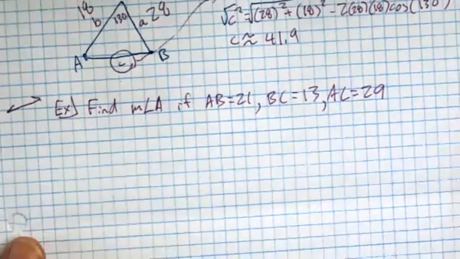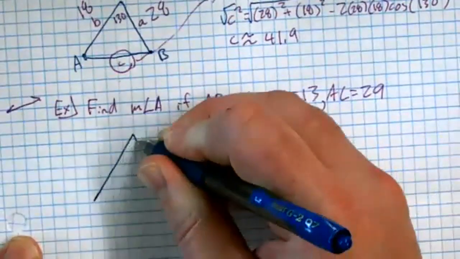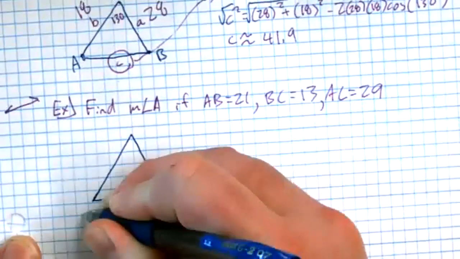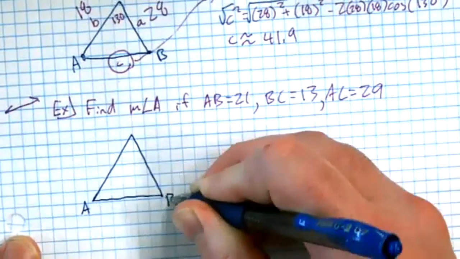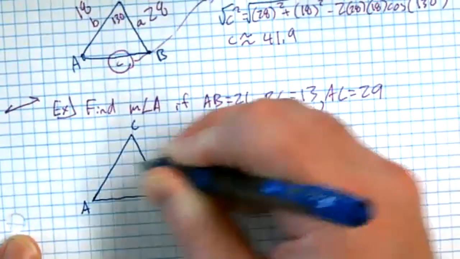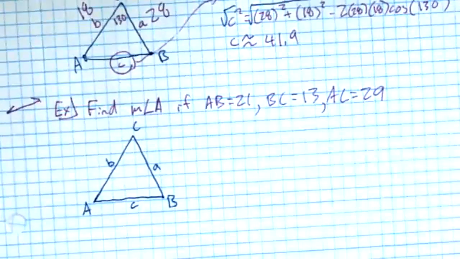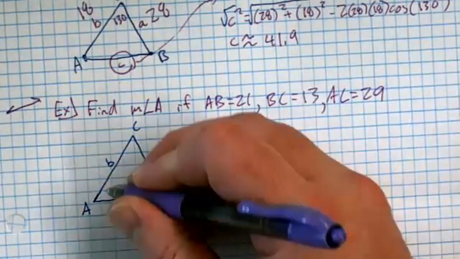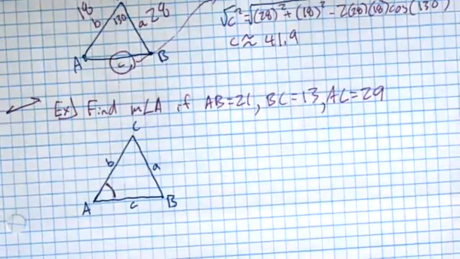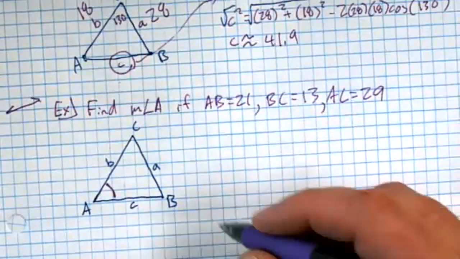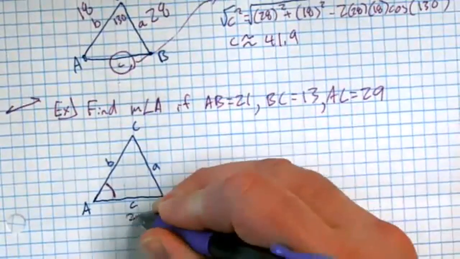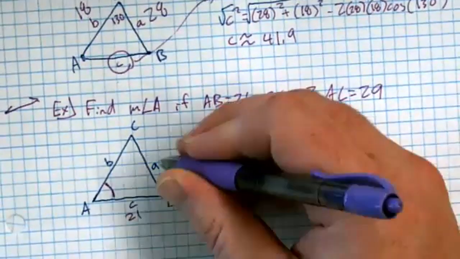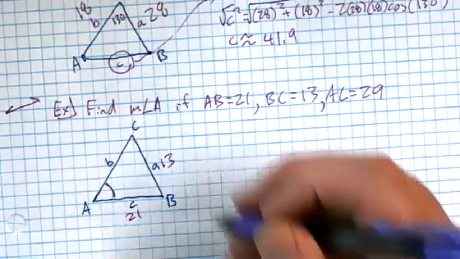Okay. Let's do this. Let's sketch our triangle. And again, I think it's smart to label all of the angles and all of the sides, because that's going to help us get our stuff in the right place. And then I'll go back and put our information in. We're solving for angle A right here. AB is 21. BC is 13. AC.